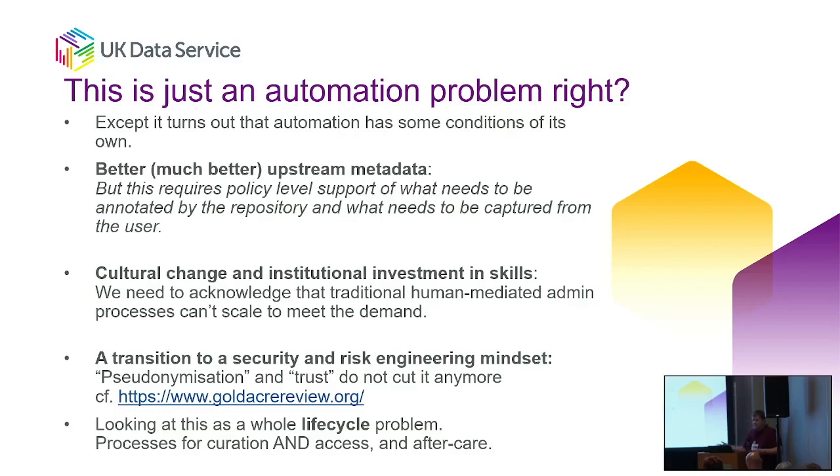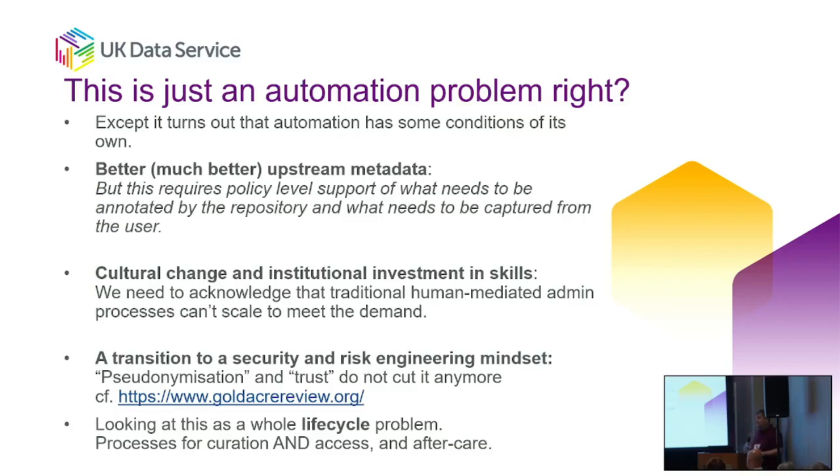So we look at all of these things and we just go, well, just automate it. What's the problem? But automation is easier said than done. There are a lot of things that can be automated around workflows. There's nothing new there. But automation actually requires an ecosystem and a framework behind it to make it work. As I've already alluded to, we need much better upstream metadata.